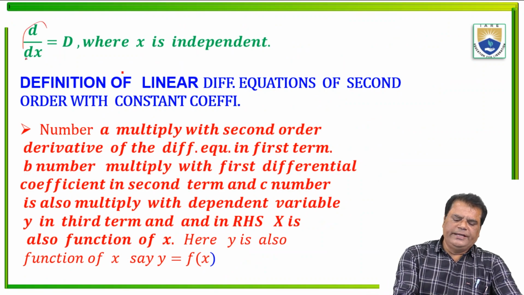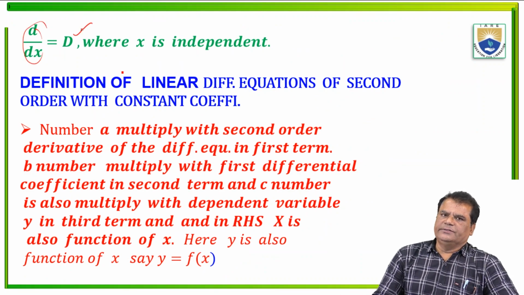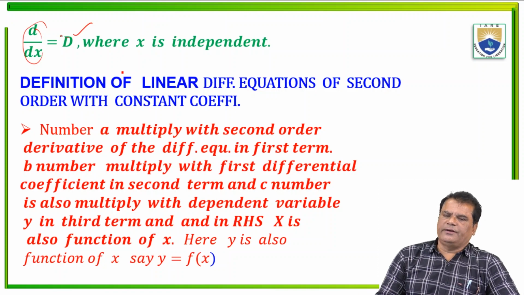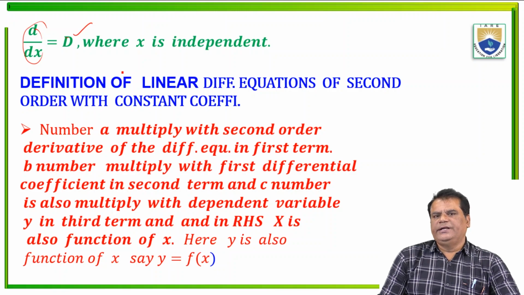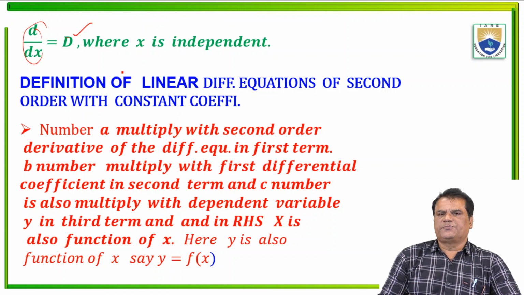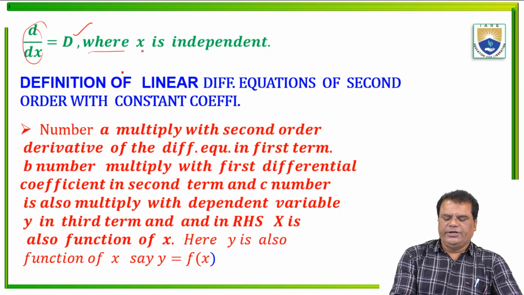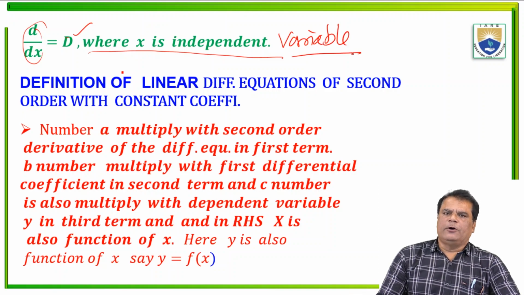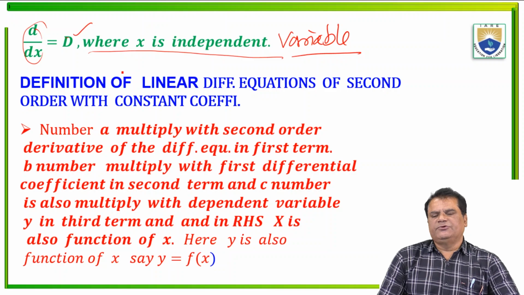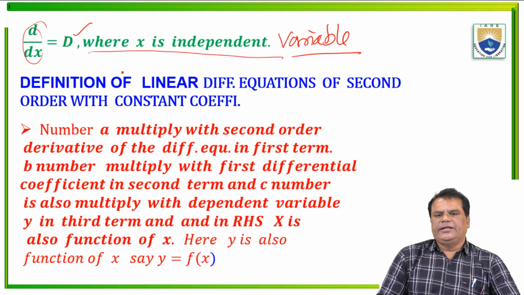Now, d over dx is represented by capital D. D is the differentiation operator, and d over dx means differentiating with respect to x. Capital D is the differentiation operator with respect to x, where x is the independent variable.